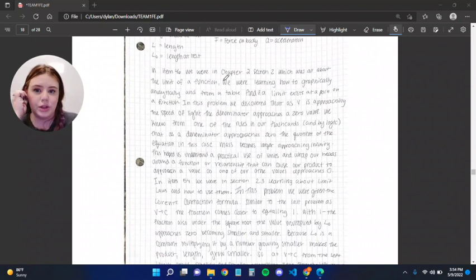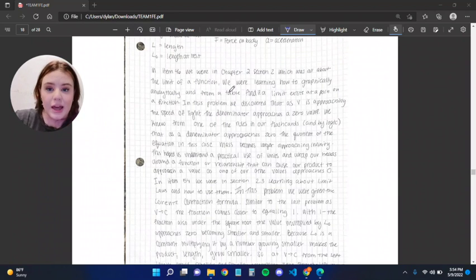So I'm just going to read you what I wrote, and then I can go in and explain what we meant. In item 46, we were in chapter 2, section 2, which was all about the limit of a function. We were learning how to graphically and analytically and from a table find if a limit exists at a point on a function. So we were basically just seeing different methods of finding limits, whether we were looking at a graph or at a function, like an equation.